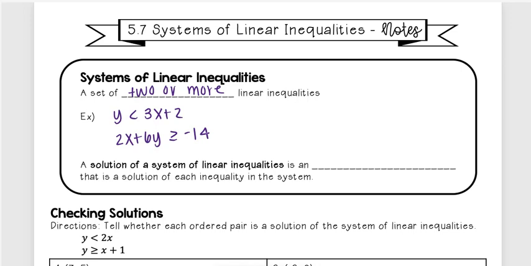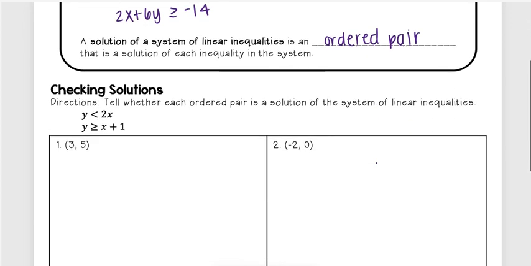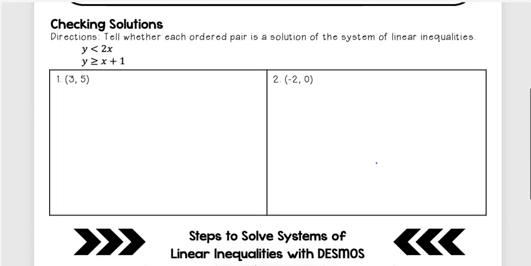And so a solution of a system of linear inequalities is an ordered pair that is a solution of each inequality in the system. So just like what we talked about last time of finding a solution of a linear inequality, it had to be true. Well, for a system of linear inequalities, it has to be true for every single inequality. So let's look at some examples.